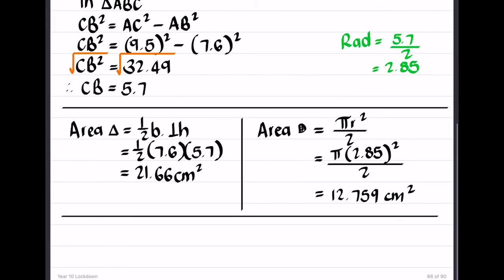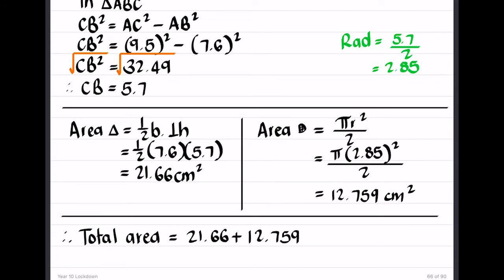So that means, therefore, that the total area is equal to 21.66 plus 12.759. So that gives us an answer of 34.419 centimeters squared.